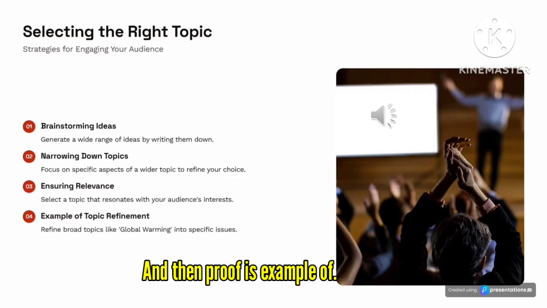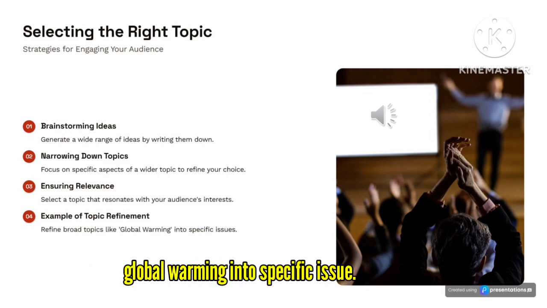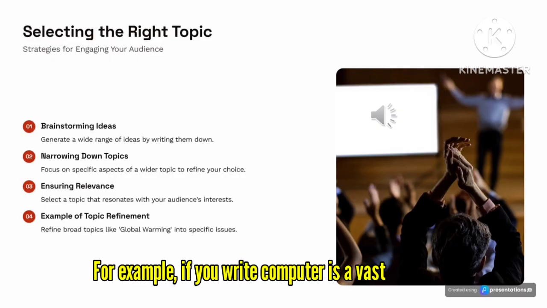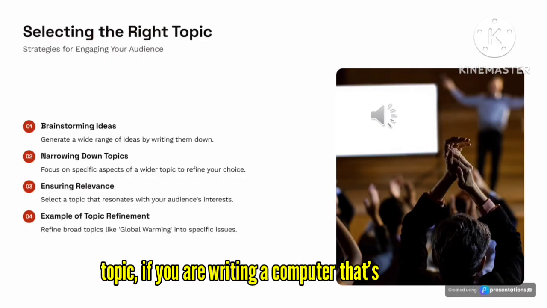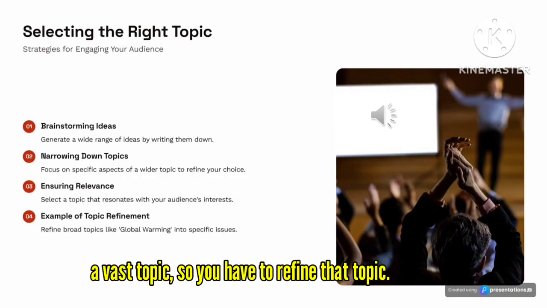And then fourth is example of topic refinement. Refine broad topics like global warming into specific issue. For example, if you write computer is a vast topic, okay? If you're writing essay on computer, that's a vast topic. So you have to refine that topic.